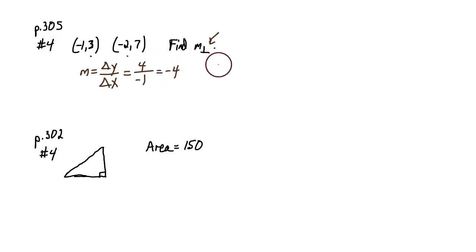Now that we know that answer, we can get the slope of a perpendicular. It is the negative reciprocal of that. So it's positive 1/4.